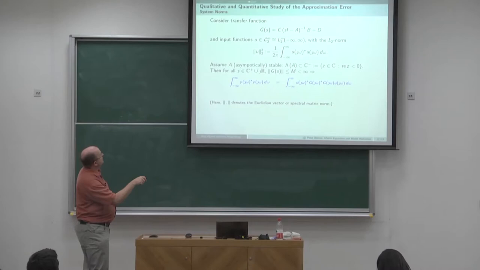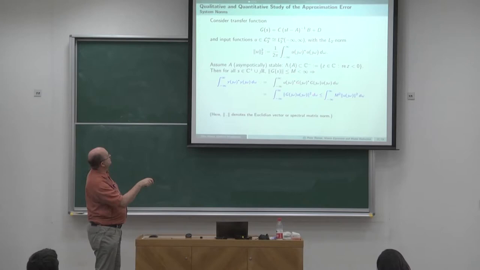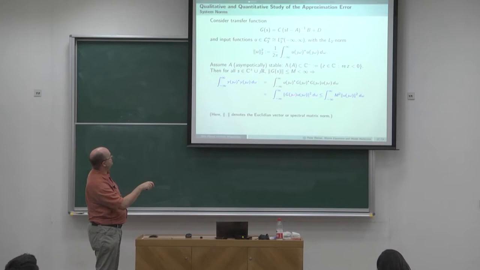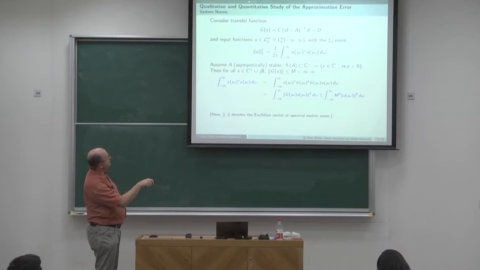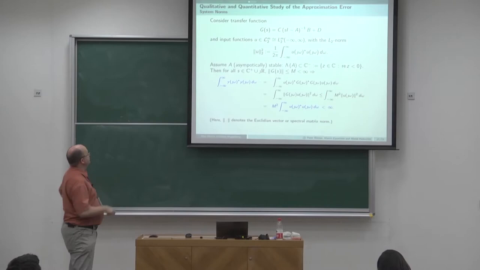So we insert what we know, that Y is equal to G times U. And we see that this is nothing but the Euclidean norm squared, integrated. And the Euclidean norm squared is compatible, of course, with the spectral norm. So we can use the submultiplicativity here, that the norm of the product is less than or equal to the product of the norms of G and U. And then the norm of G is bounded by M. So we get this expression, and this proves then, because U is an L2 function, this integral is bounded, that this is less than infinity. And that means that Y is an L2 function.